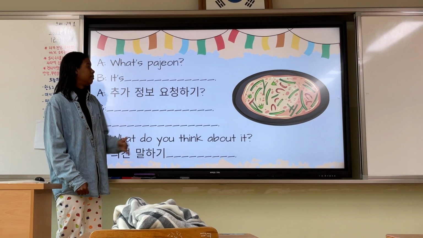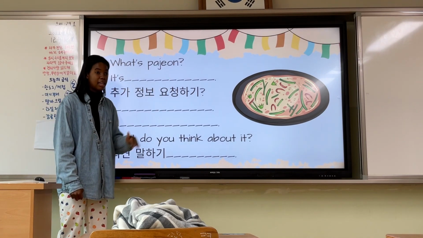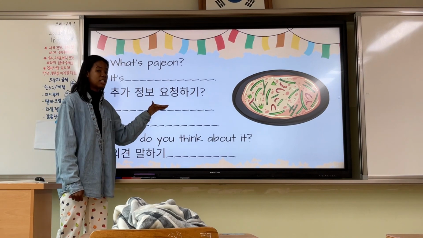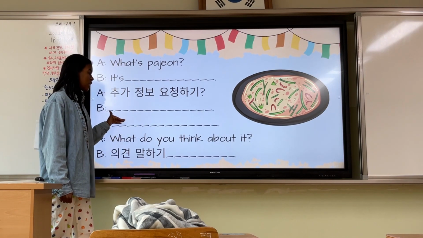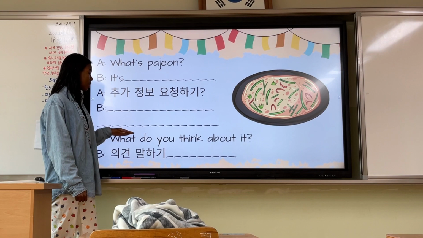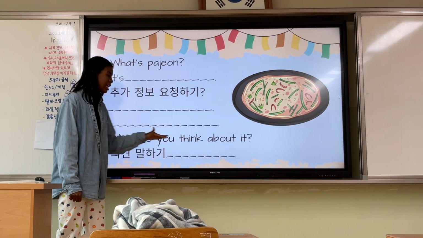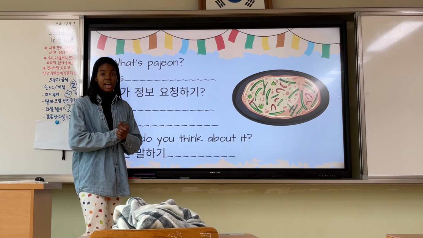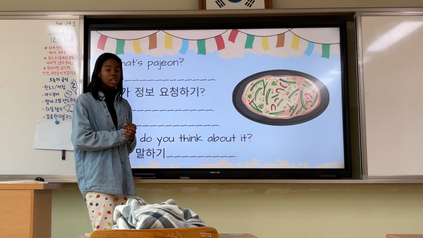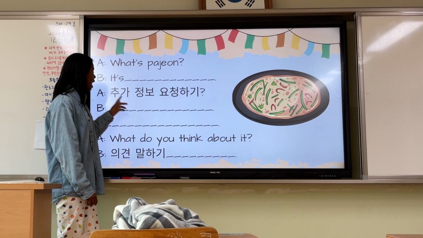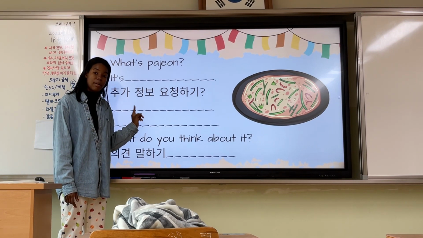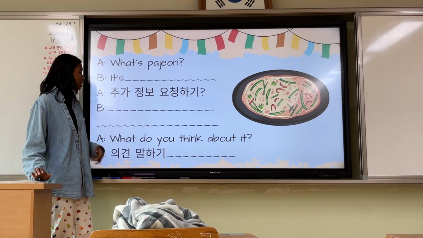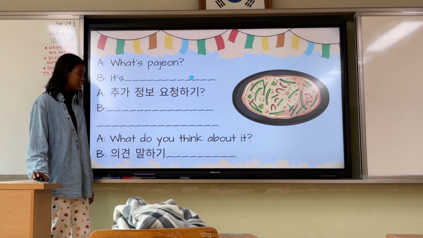What's pajeon? It's green onion pancake. Can you tell me more about it? We eat it on a rainy day. We eat it with chopsticks. What do you think about it? I think it's delicious. Then I make them repeat. Then I make them switch. Usually, when their partner switches, they're not allowed to use the same piece of information. They have to come up with something different, just for a little bit of diverse answers.